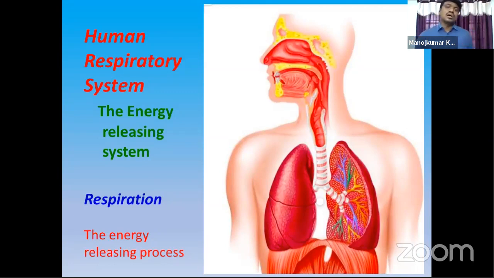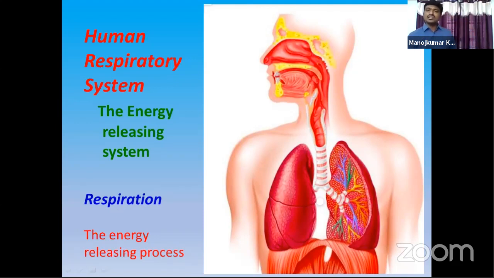You have gone through the anatomy of this human respiratory system, the various structures, isn't it? This human respiratory system is often described as the energy releasing system, and it performs a process called respiration. Students, listen, this is the respiration. This is the actual process which occurs in the living cells, in almost all living organisms, which releases the energy, isn't it? So this respiration is performed by the human respiratory system. Hence, this respiration is described as the energy releasing process.